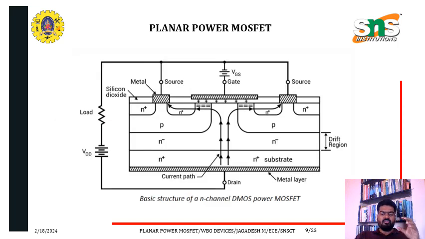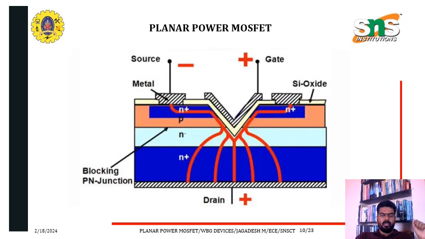So this is the basic structure of the N-channel DMOS power MOSFET. Here we have VDD, a load, and VGS, then the source, drain, and gate. Here we have a drift region, a P-type and N plus substrate, and a metal layer, and this is the current path. Silicon dioxide and metal are placed over the structure. The current flow is indicated by the red line. So this is also the planar power MOSFET structure.